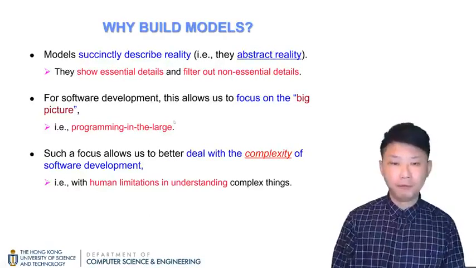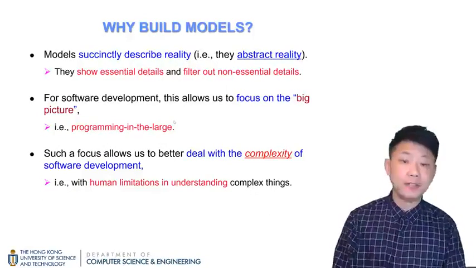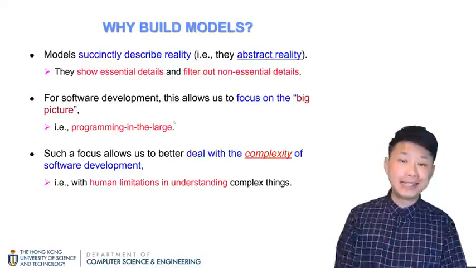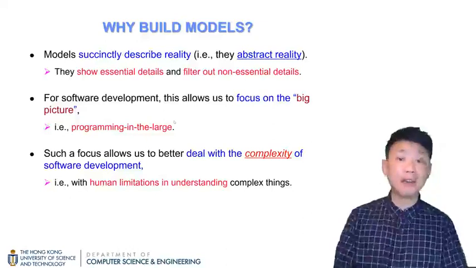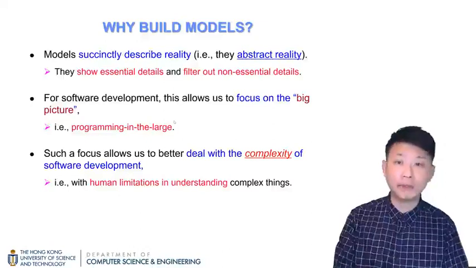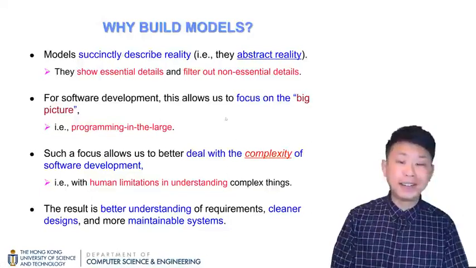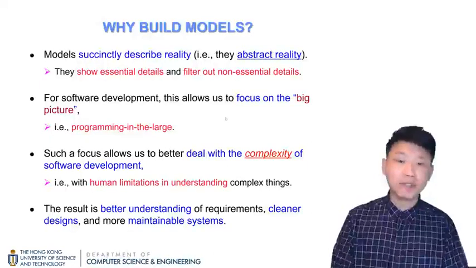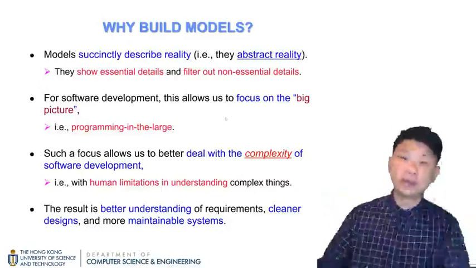So by focusing on the big picture, it allows us to better deal with the complexity of software development, because the source code implementation itself is going to be very complicated. So instead of talking about the source code, we build a model to capture all the important objects that we have within the software system. This helps us deal with the complexity within a software project. The result of a model is that we better understand all the requirements within the project, get cleaner design, and also more maintainable software systems, because we understand the software system better through a model.